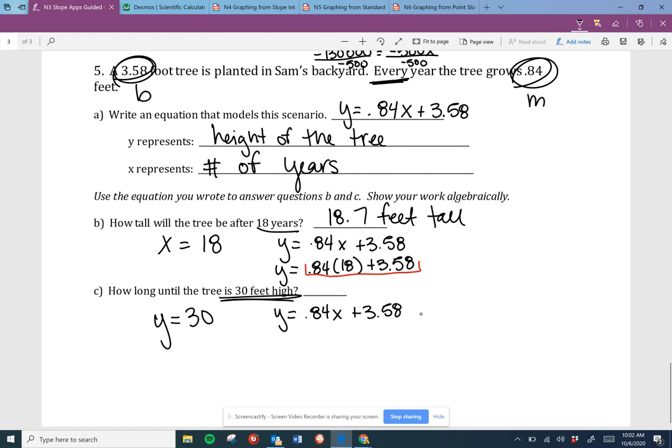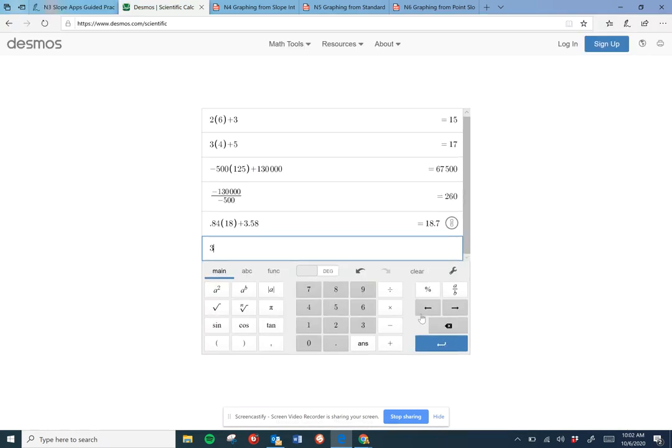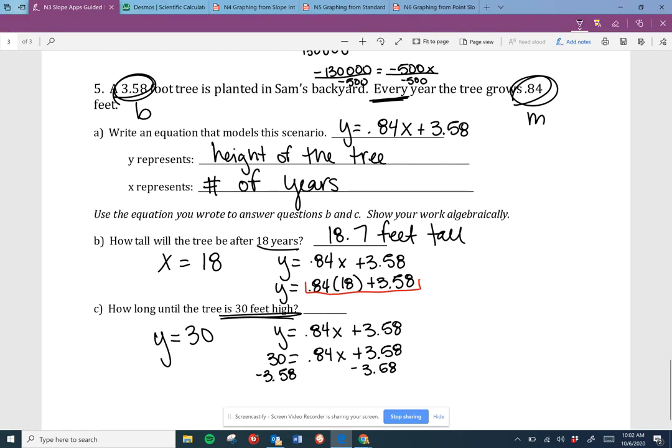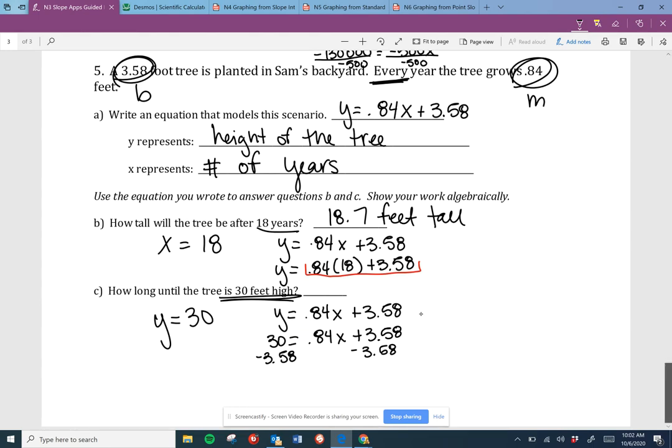So we'll go ahead and substitute that in here. 26.42 equals 0.84x. And then all I have to do is divide by 0.84. So I'll go back to my calculator and press divided. So I have 26.42 on the top, 0.84 on the bottom, 30.45. So I will have 30.45 years.